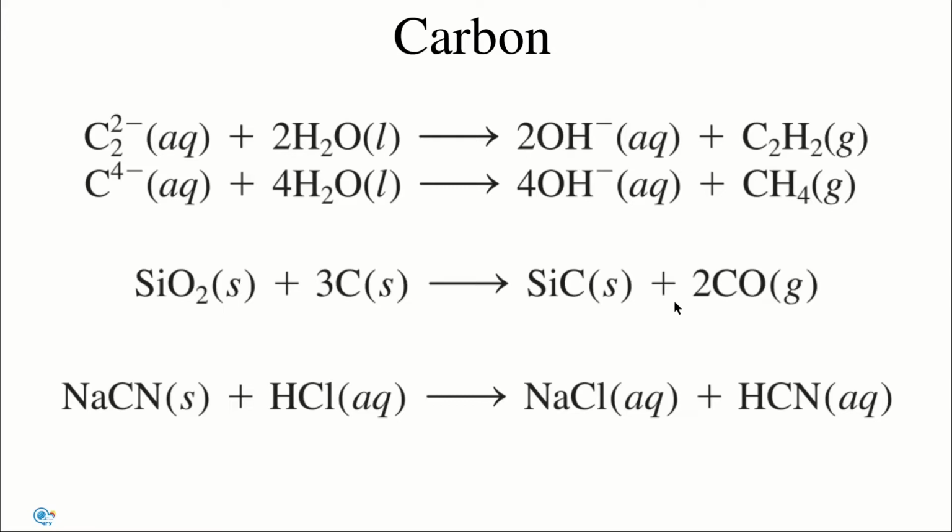Each carbon atom is tetrahedrally bonded to four silicon atoms, and vice versa. It's used mainly for cutting, grinding, and polishing metals and glasses. Another important class of carbon compounds are cyanides.